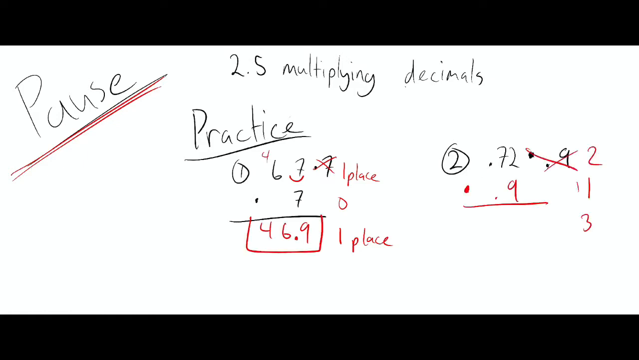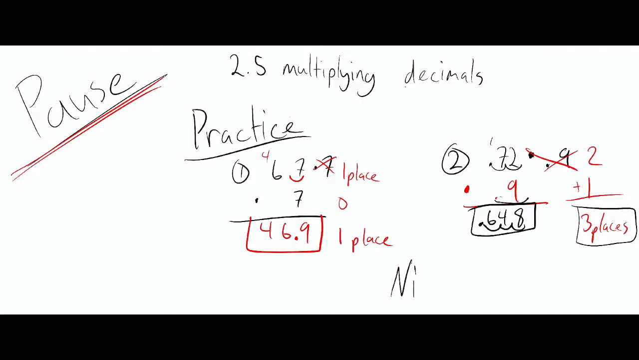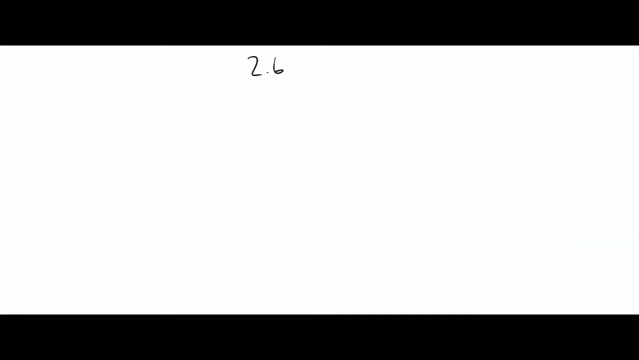So in this one, we had to move it 2 in the first part, and then 1 in the bottom, so 3 total places in the answer. Multiply like normal, move it over 3 places, and there you go. That's how you multiply decimals.